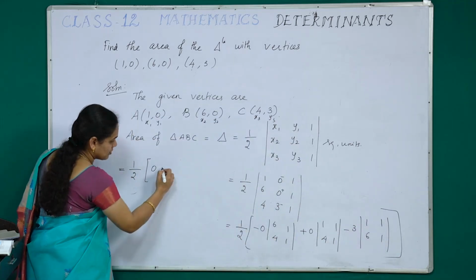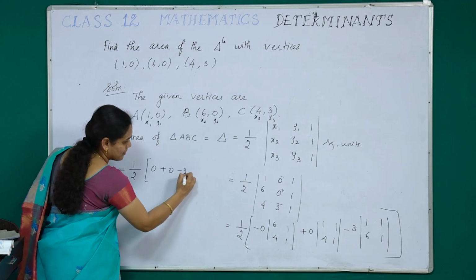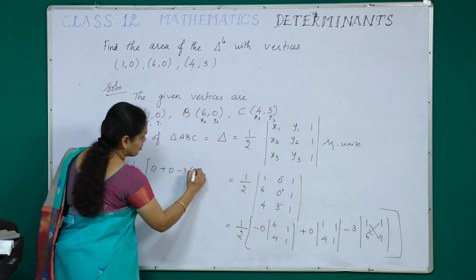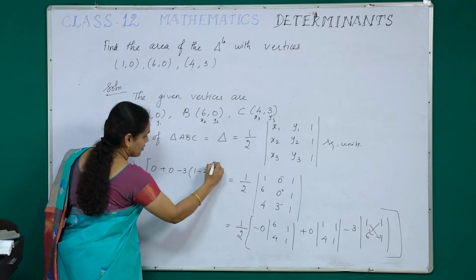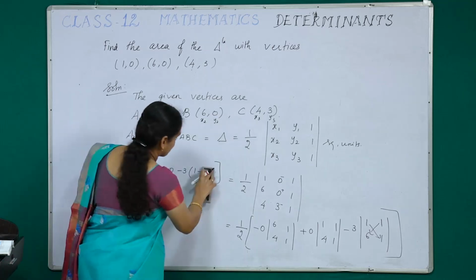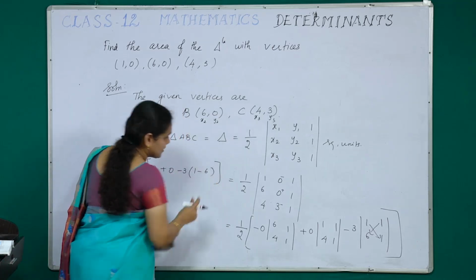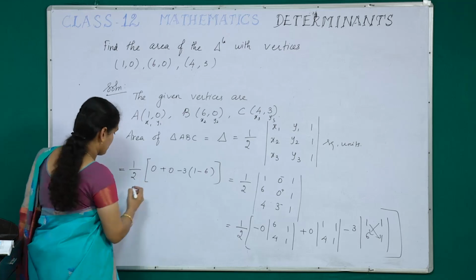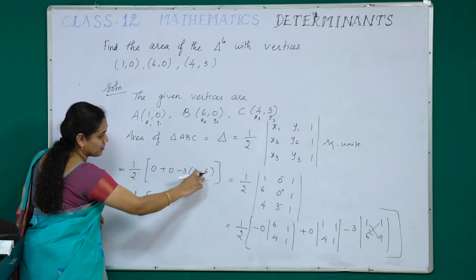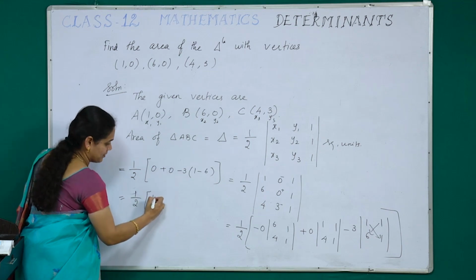The first one is 0. The second one is 0. The last one is minus 3 times. We evaluate like this. So 1 minus 24, so that is 1 minus 6, 1 minus 6, so we get half times, so this is minus 5 into minus 3 plus 15.